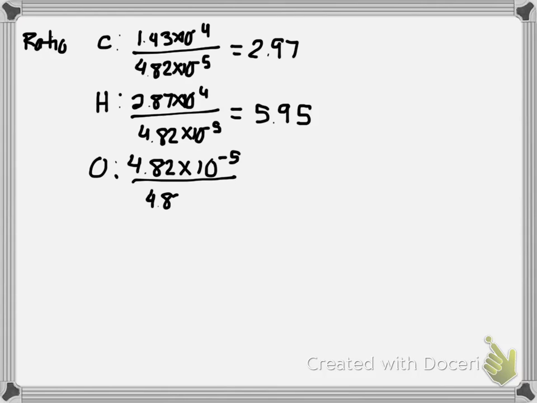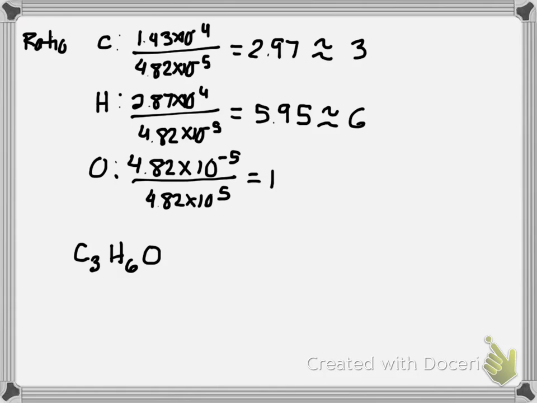I'm not sure I've ever seen one. I'm not saying it doesn't exist, but I'm not sure I've ever seen one that you did have to multiply to a whole. Usually they come out correct, like this. So 2.97 is very close to 3, 5.95 is very close to 6, and oxygen is 1 for sure. So your empirical formula is C3H6O.